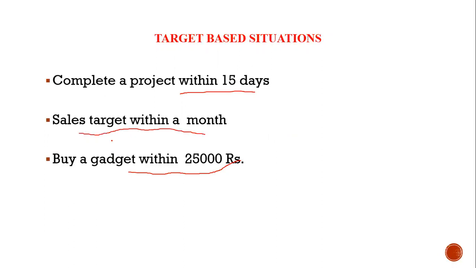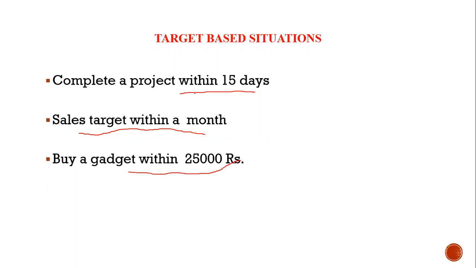So here the objective is, in the first case, the student wants to achieve a maximum score. In the second case, the salesperson wants to achieve a maximum target. In the third case, they want to buy a gadget within a minimum cost of rupees 25,000. So these are the objectives here. So in these three cases, we come across a situation like maximizing or minimizing the cost.